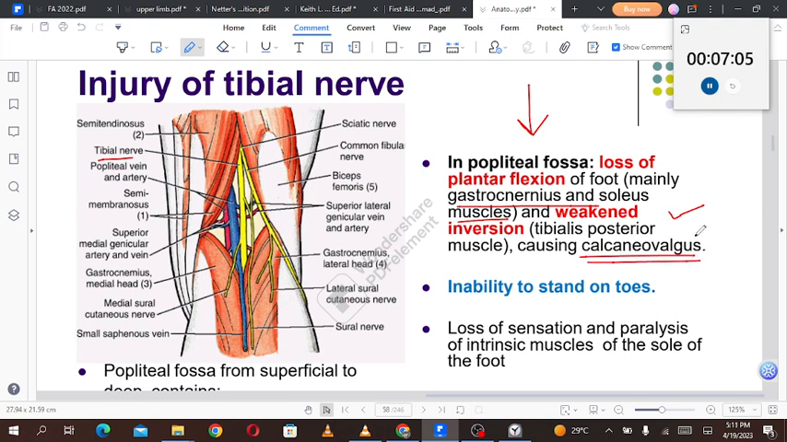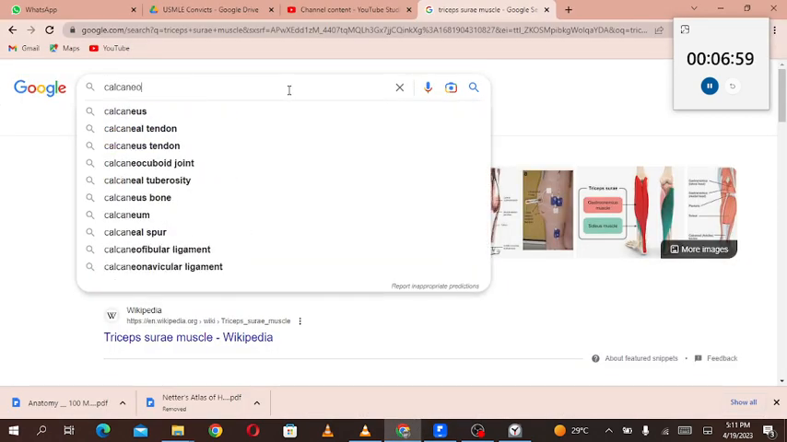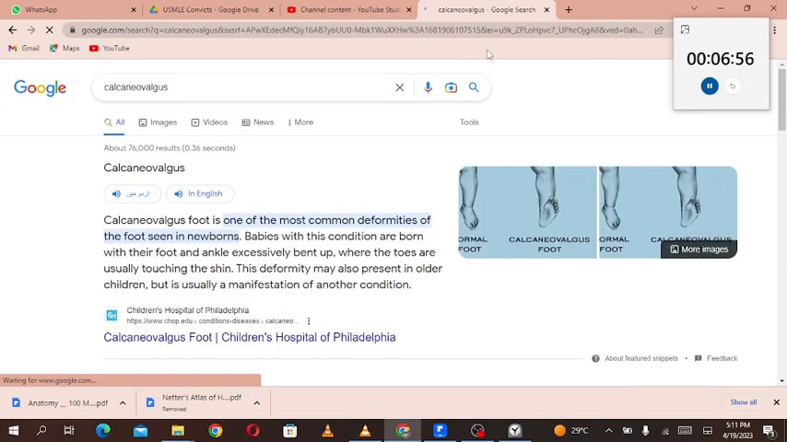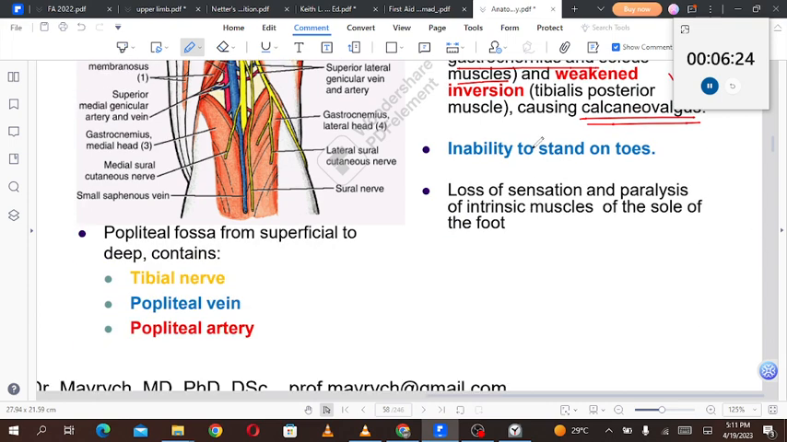Calcaneovalgus is a condition. What is calcaneovalgus? In calcaneovalgus, the foot is extended upwards, and it is one of the most common deformities of the foot in the newborn. Babies with this condition are born with a foot and ankle excessively bent up, where the toes are usually touching the shin. The deformity may be present in older children as a manifestation of another condition. So there is weakened inversion because of the tibialis posterior muscle, and also loss of plantar flexion, and that causes calcaneovalgus.